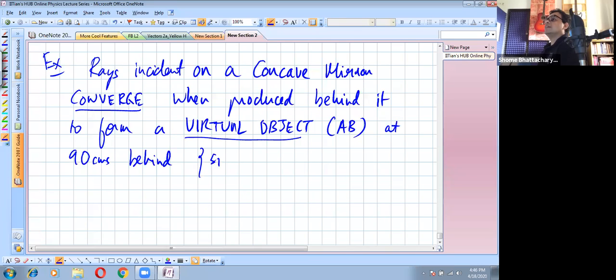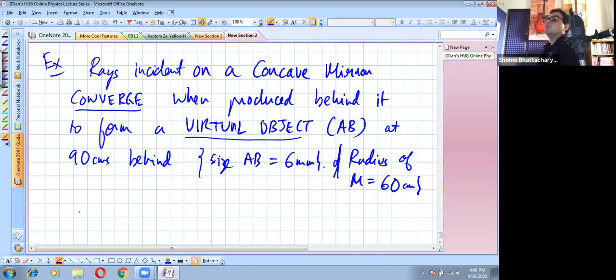Okay, and the size EB, let us say, is 6 millimeters, and the radius of curvature of the mirror is, let us say, 60 centimeters. Now we want to find the position, size, and type of image.